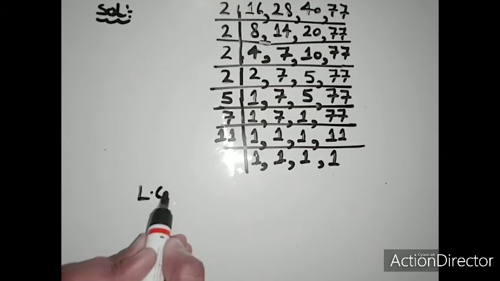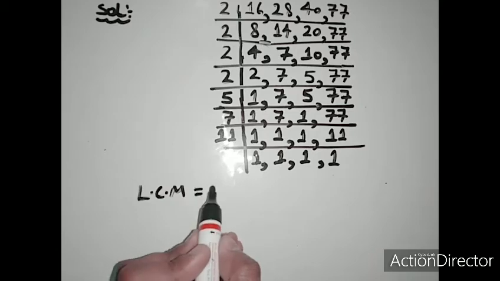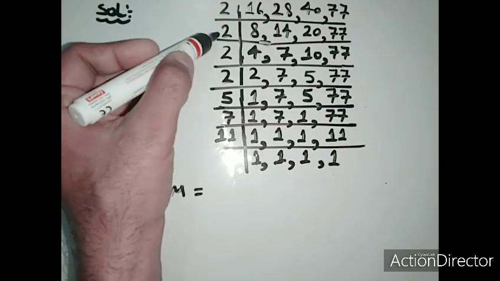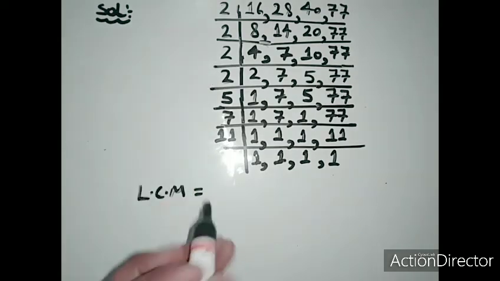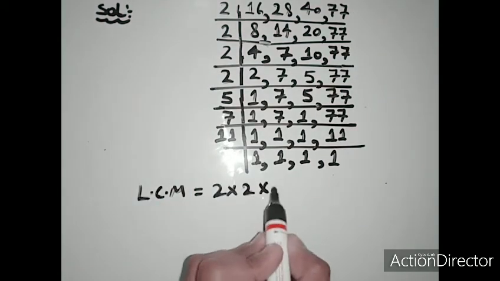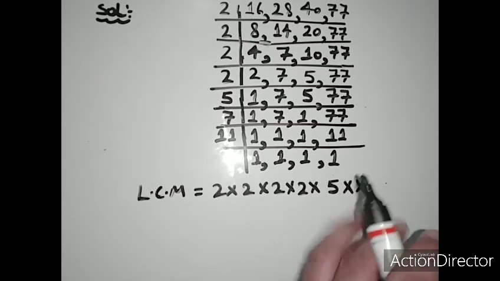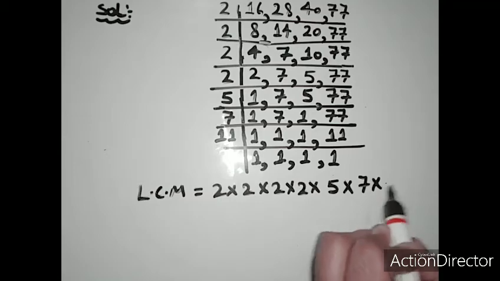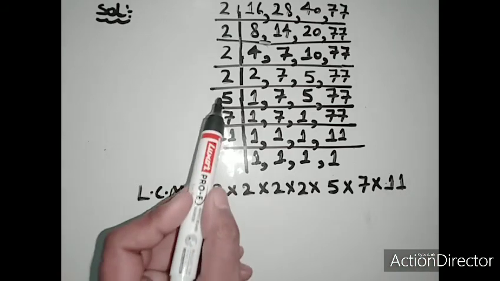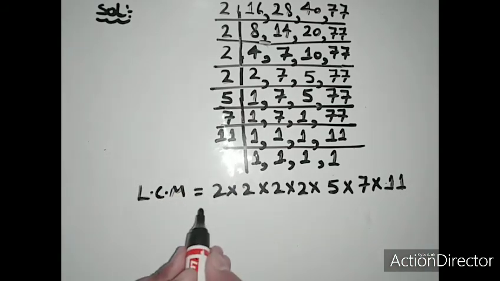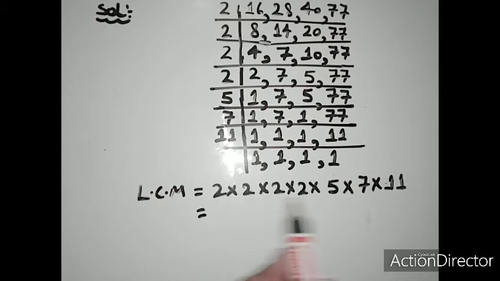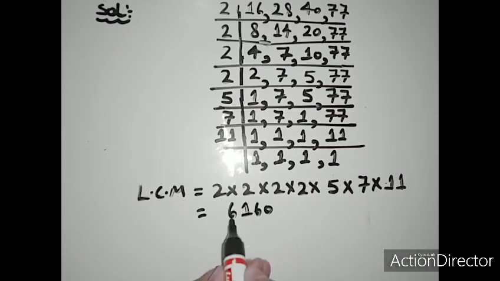Okay, now we write the LCM of these numbers. So here we write 2 multiplied by 2 multiplied by 2 multiplied by 2, that is 2 four times, and 5 multiplied by 7 multiplied by 11. Now when we multiply all these numbers, we get 6160.